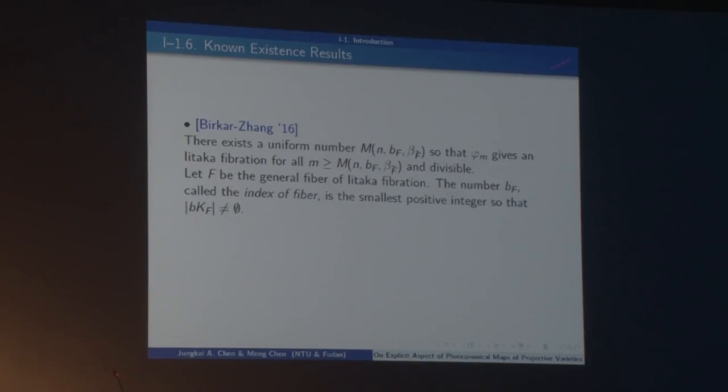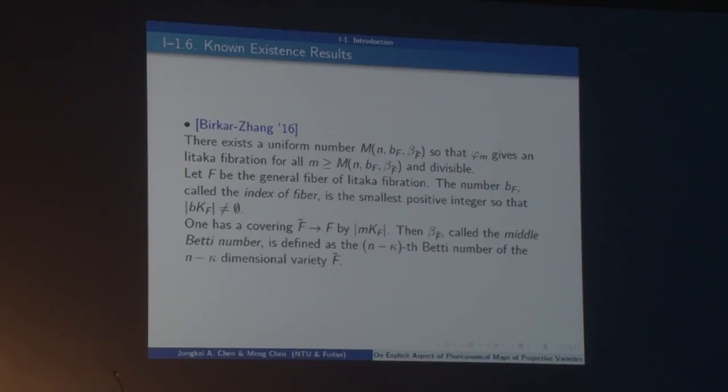So here the b_F and the b_F tilde depend on the general fiber of the Iitaka fibration. Suppose that F is the general fiber of the Iitaka fibration. The number b_F, called the index of the fiber, is the smallest positive integer such that b K_F is Cartier. And after knowing this b, you can construct a covering. This covering produces an F tilde, and then you look at the Betti number of this F tilde here. We call it the middle Betti number.